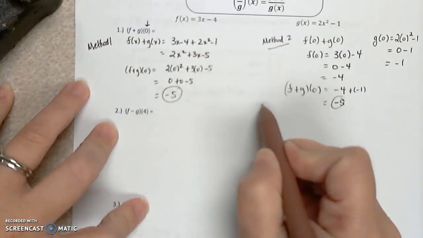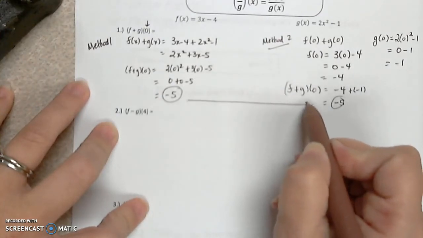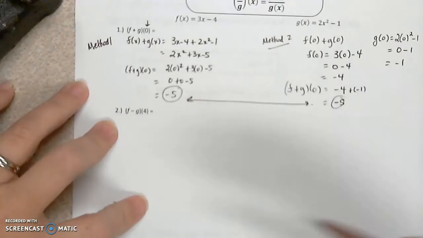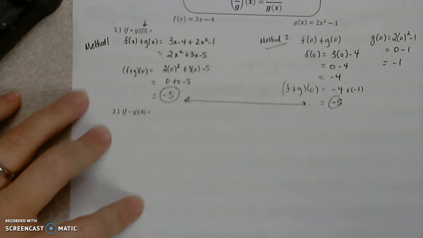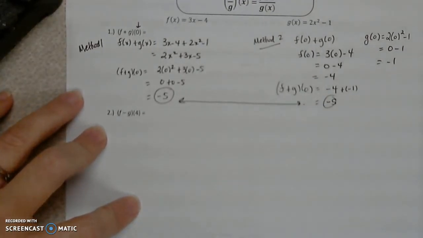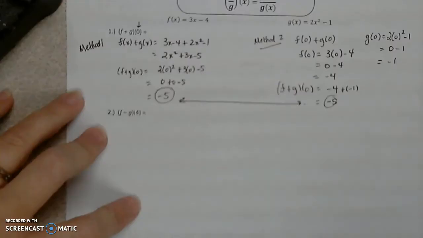Alright, notice I get the same value no matter which method I use. So whichever method you think is easiest for you is the method you should use.